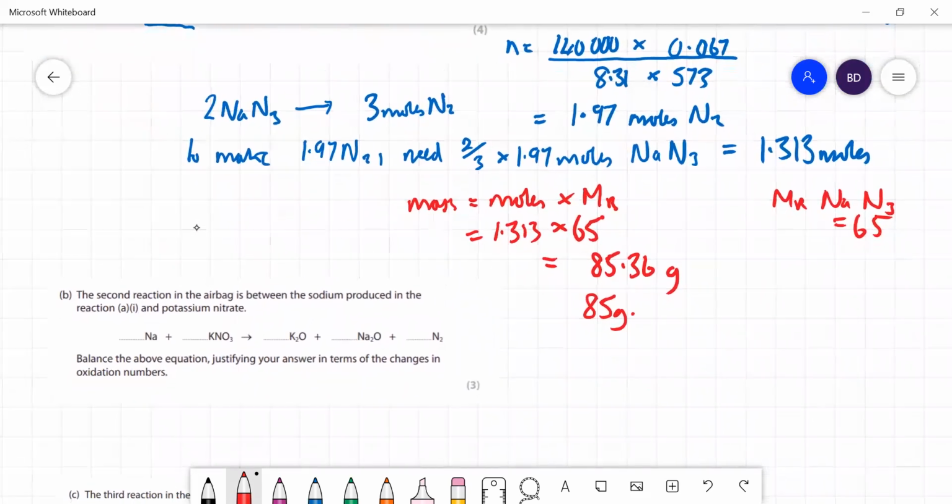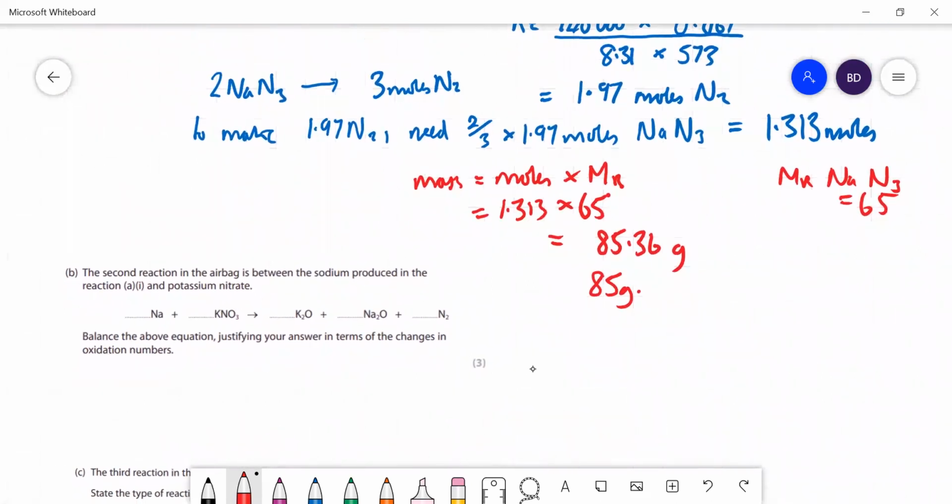In the second reaction, the airbag is between the sodium produced in the reaction and potassium nitrate, to get rid of the sodium because the sodium is reactive and obviously you don't want it hanging about. So balance the above equation, justifying the answer in terms of changes in oxidation numbers. Okay, so let's have a look at that.